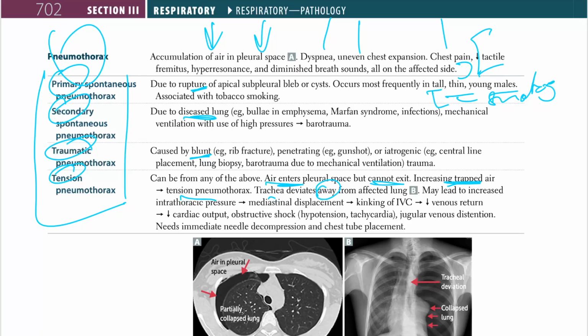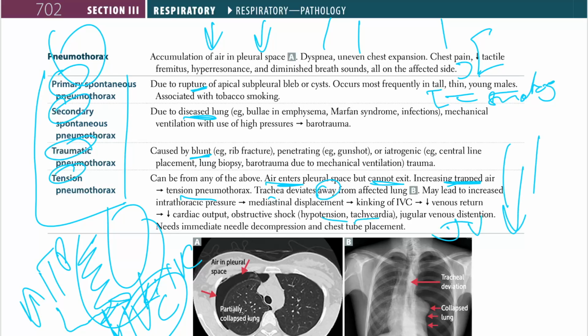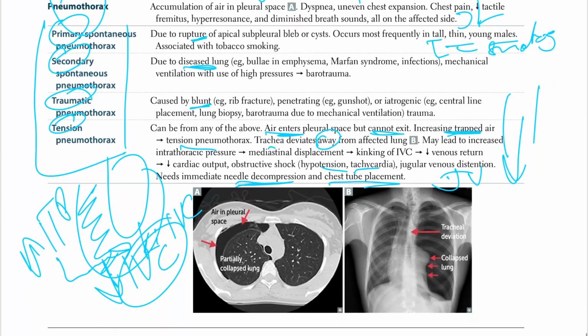Trachea deviates, and because air has trapped here now in the lung, it increases the intrathoracic pressure. That increase in intrathoracic pressure is going to kink the IVC, decreasing venous return, causing obstructive shock. That obstructive shock will be seen as hypotension, tachycardia. Jugular venous distension will be seen because fluid is not able to come down. You will see JVD. Needs immediate needle decompression and chest tube placement. And that's all for pneumothorax.